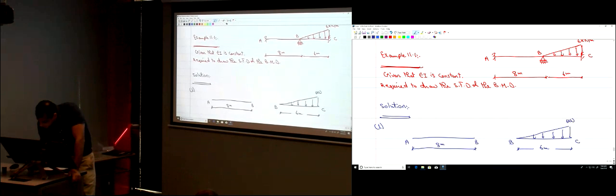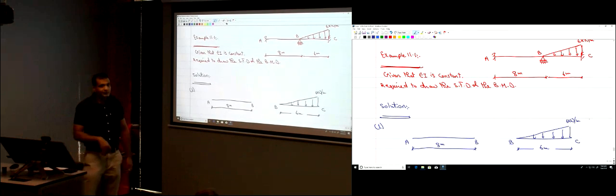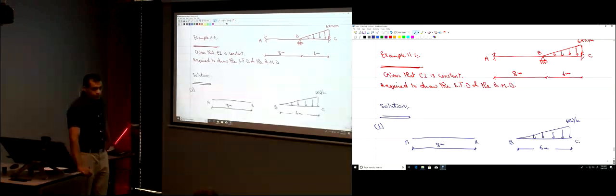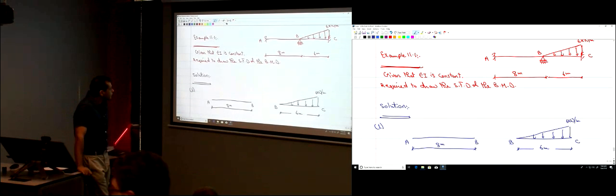6 kilonewtons per meter. EI is the same for both members, okay? So the first step, what did we mention in the first step? Can you read again? What did we write about the first step? Break down the beam or the structure into individual members.